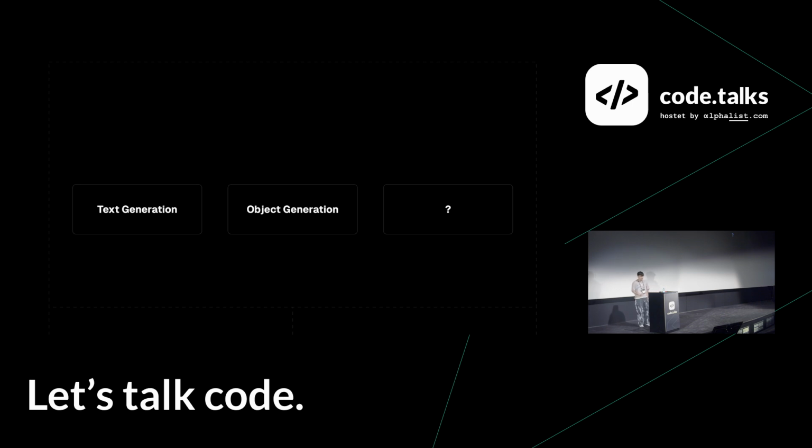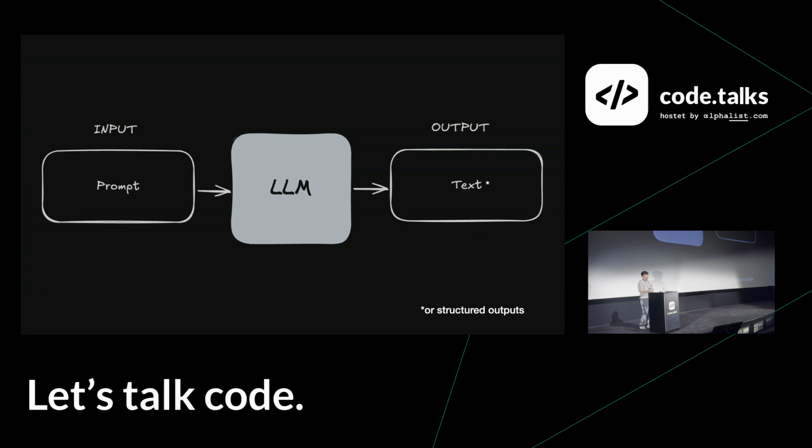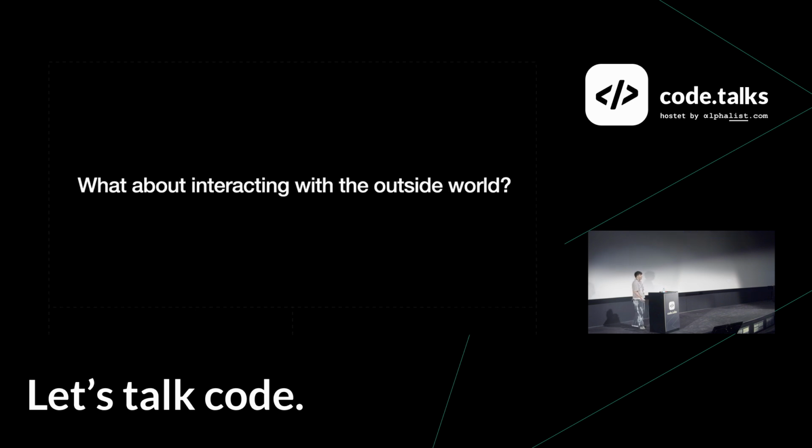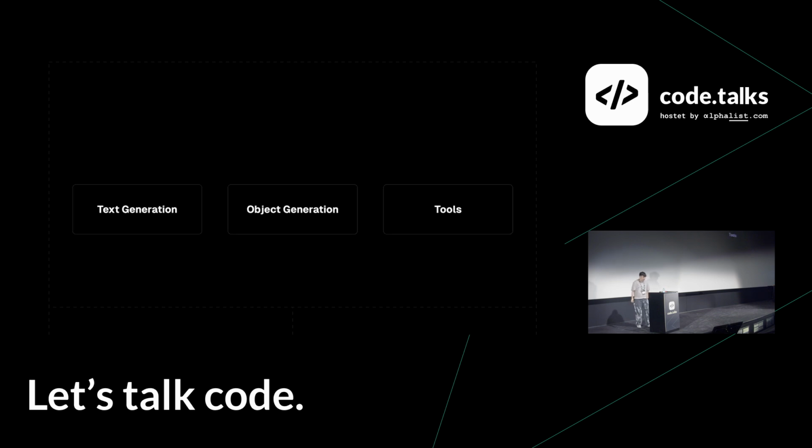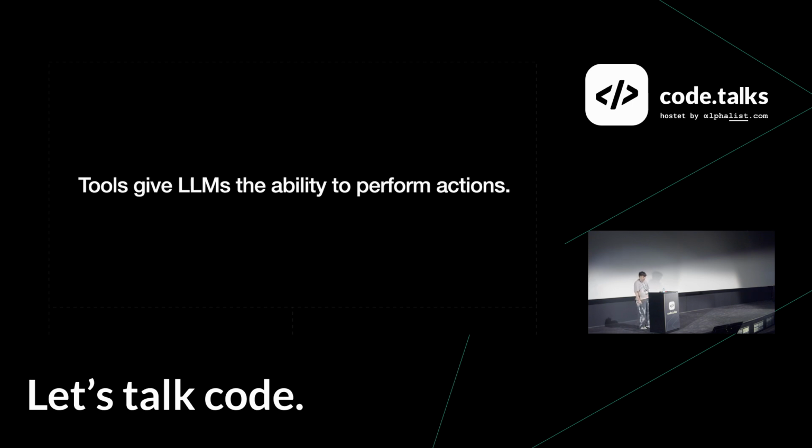But we have text generation, we have object generation. But we're missing something. We give the input of a prompt to the LLM, and we get output as text, or structured outputs, as you see the JSON that finally worked. What about interacting with the outside world? Text generation, object generation, but then we have tools. Tools are amazing. You can use the weather tool, you can use anything, to be honest.